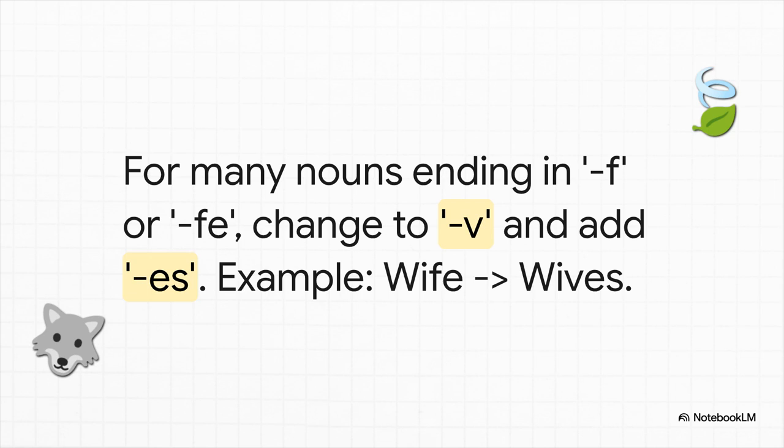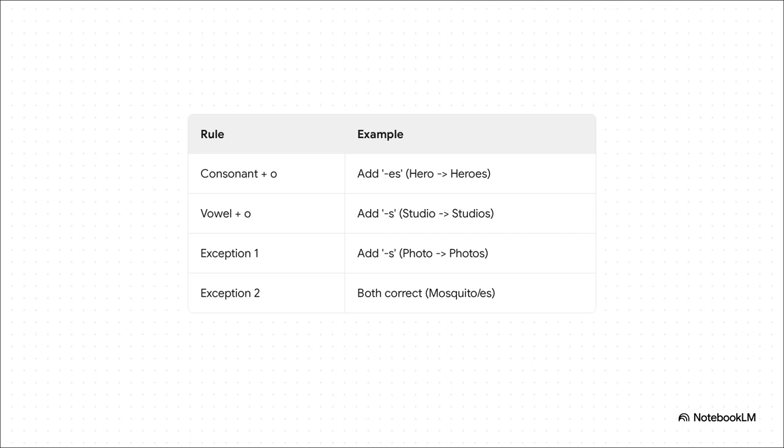You can literally feel your mouth making a different shape when you say them. And now, the infamous O ending. This one is, let's be honest, kind of a mess. The main guideline is a lot like the Y rule. If there's a consonant before the O, you usually add ES, like hero to heroes. If there's a vowel, you just add S, like studio to studios.